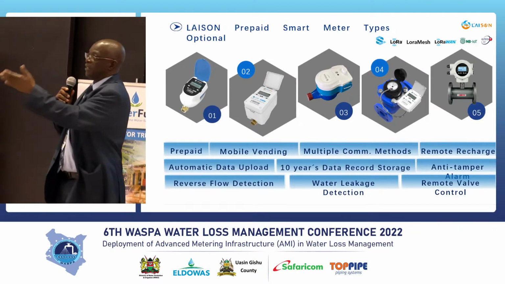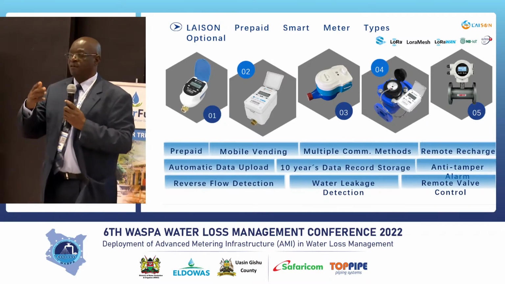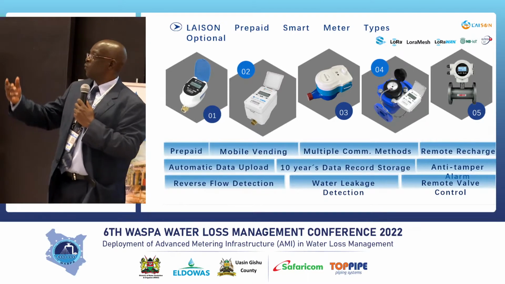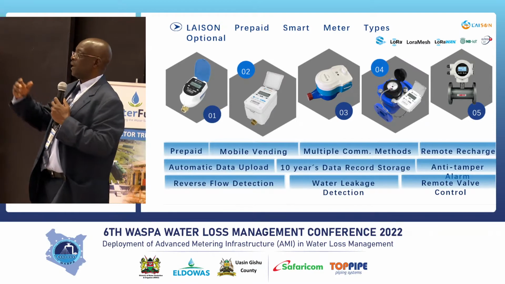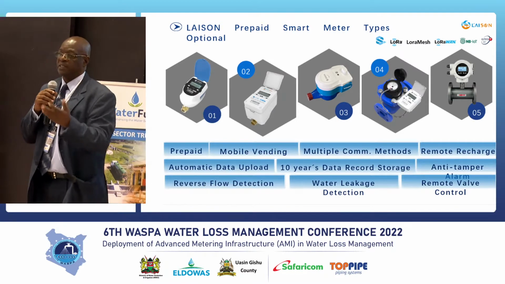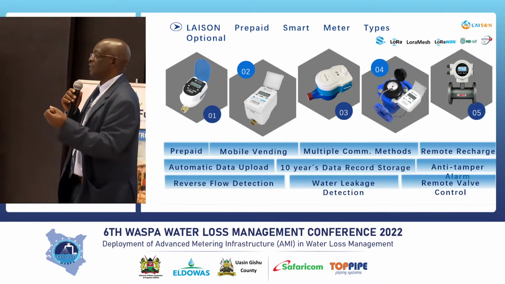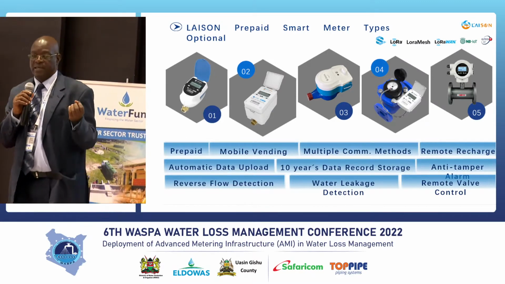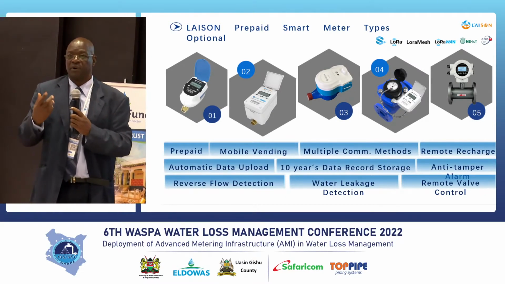We have the automatic data upload, we have reverse flow detection. It can detect if there is reverse flow. We have 10 years data record storage. And they can also detect water leakages, so there is no need of employing other devices in the field to do that. Then we have anti-tamper. If anybody wants to tamper with those meters, it can give an alarm.